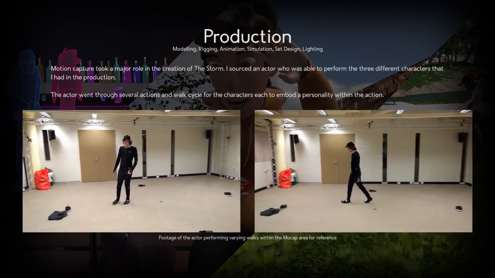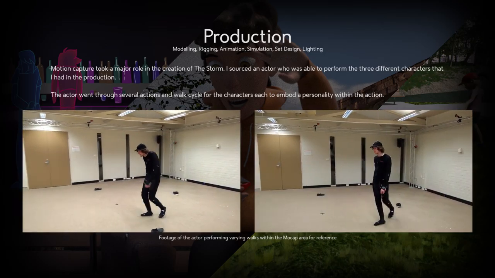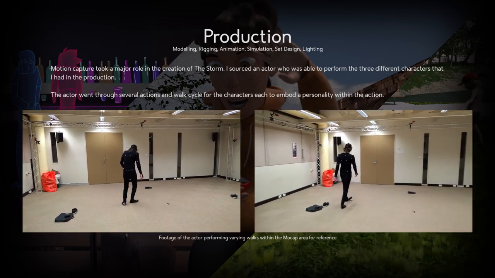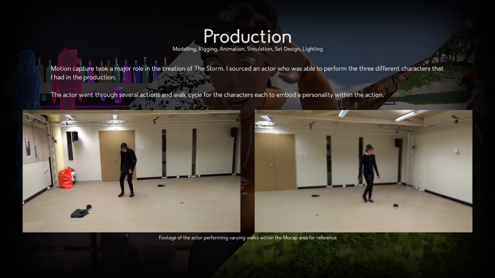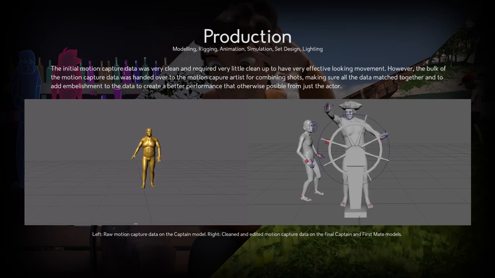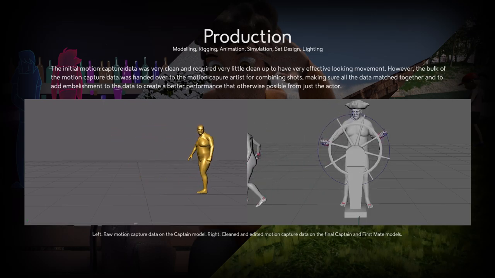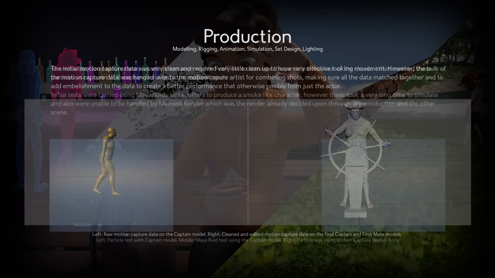Motion capture played a key role in the Storm production, requiring an experienced actor to act within the motion capture studio for clean data. The raw motion capture data was used for testing on the character models and then edited and cleaned by the motion capture artist. With the motion capture data, I could then simulate different ways of particle emission from the character.